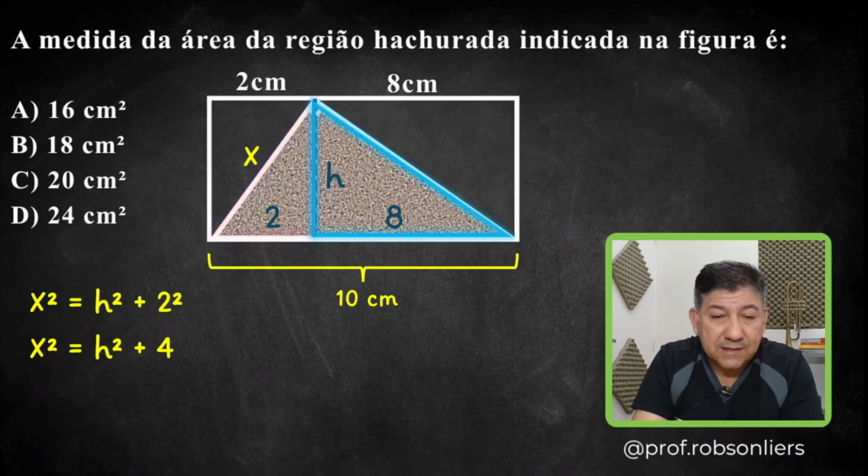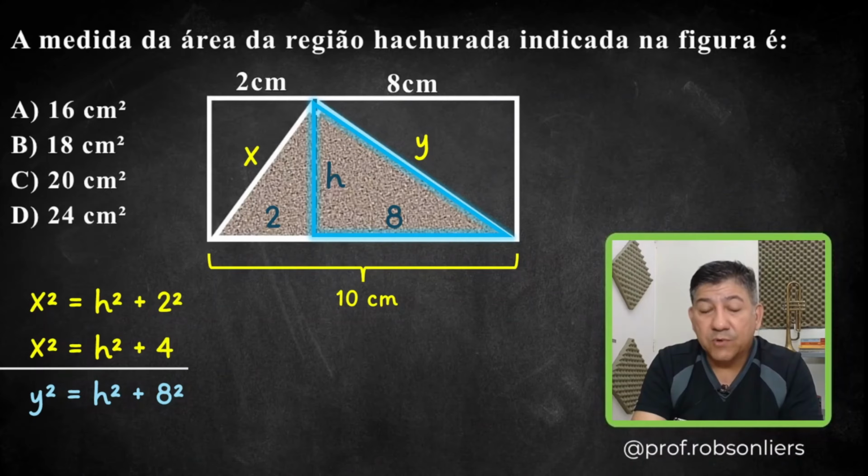Now, analyzing this other triangle here, this triangle that's in blue, we also have the two legs. One leg is equal to h and the other is equal to 8. I'm going to represent the hypotenuse of this triangle here as y. Using the Pythagorean theorem, the square of the hypotenuse is equal to the sum of the squares of the legs. It will be y squared equals h squared plus 8 squared.